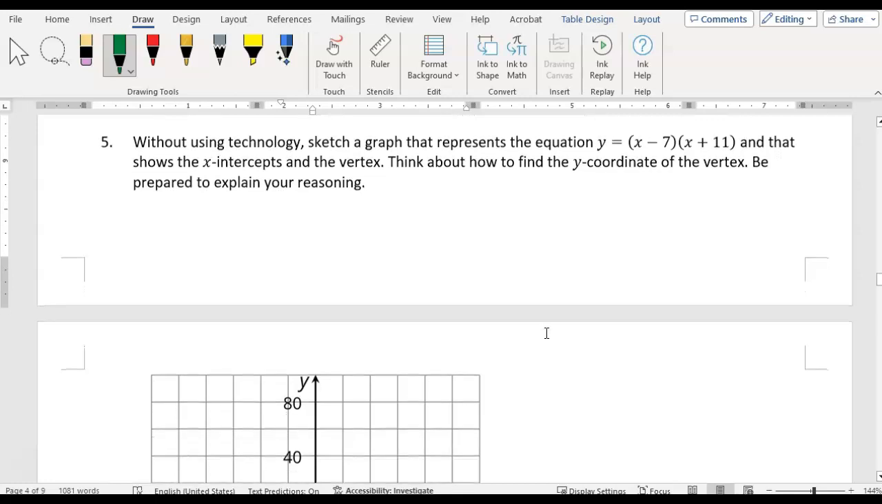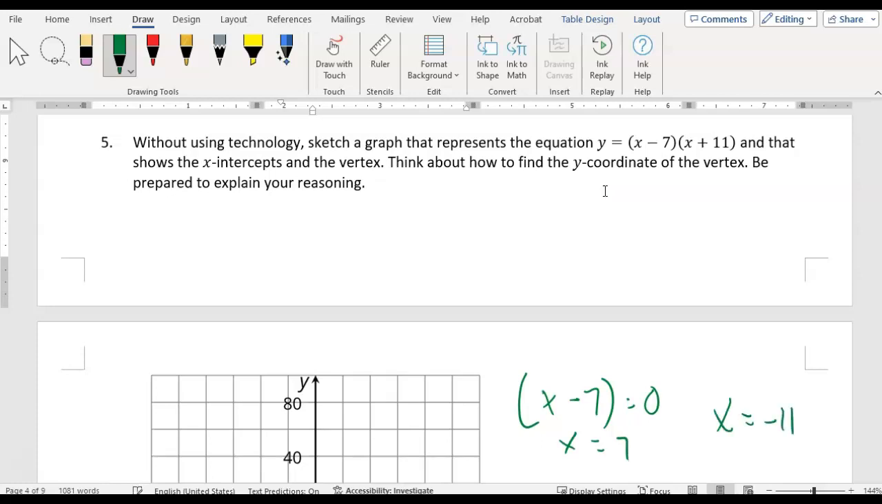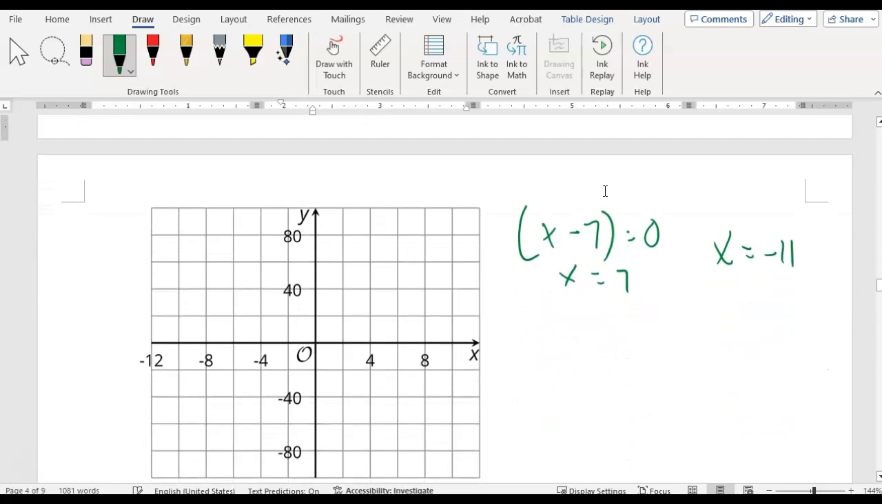And what I would like you to do, it says, without using technology, sketch a graph that represents the equation y equals x minus 7 times x plus 11, and show the x-intercepts and the vertex. So this would be x minus 7 equals 0, so x equals 7, that's one, and the other one would be x equals negative 11. So we can go ahead and plot that point, negative 11, sorry. Negative 11 would be here, and positive 7 would be here. So those are our x-intercepts.